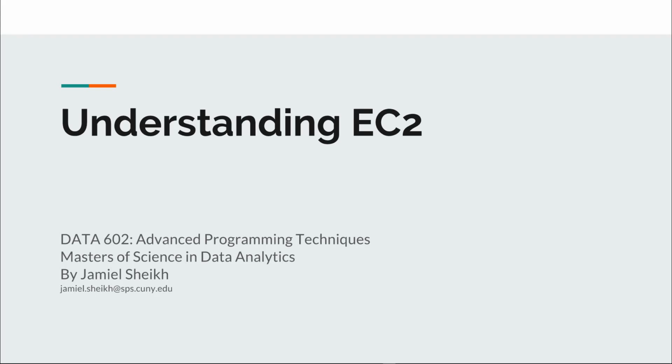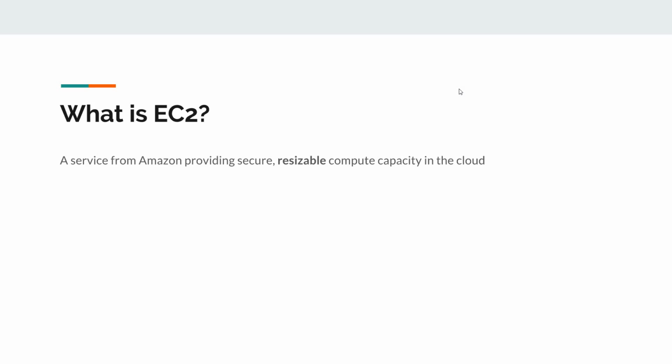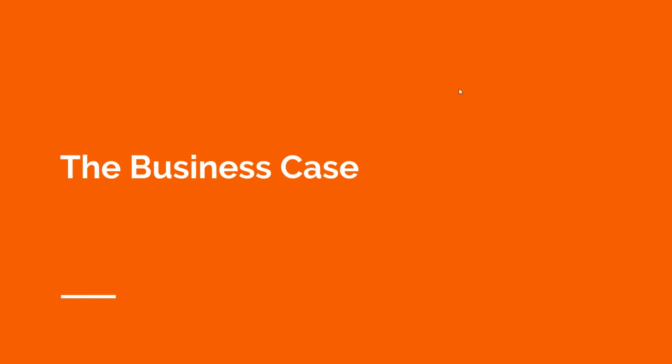So let's get started. First we're going to define what EC2 is. EC2 is a service from Amazon that provides secure, resizable compute capacity in the cloud. So what does that mean? The best way for me to explain it is to start looking at what has brought us to this point in time in the tech world and why the idea of something like EC2 is even in existence. And that will help us better understand what EC2 is beyond the very jargonistic description.